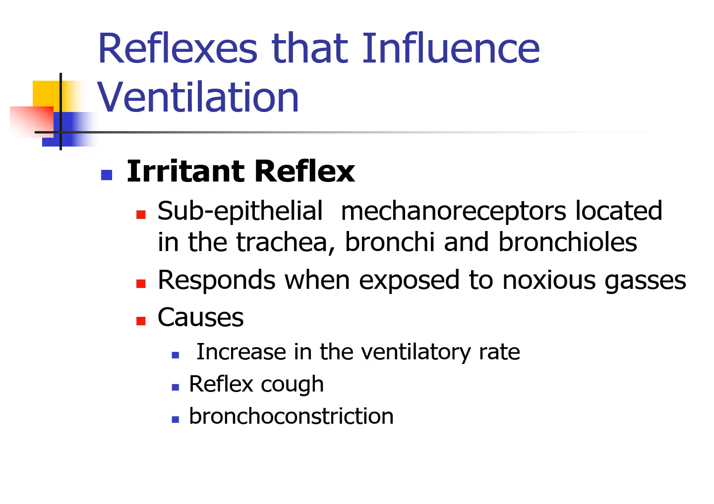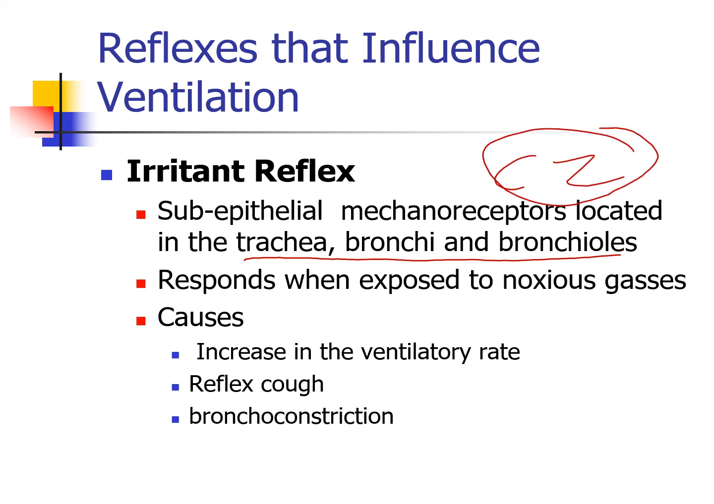The irritant reflex, oh heavens. So this one, especially for people that are in fires or exposed to fumes, tear gas, you name it. The irritant reflex is located in the trachea, bronchi, and bronchioles. Notice that this is also conducting zone. Just saying, could come in handy. It responds when exposed to different types of gases. And your response here when you're exposed to any of these is actually to increase your respiratory rate.